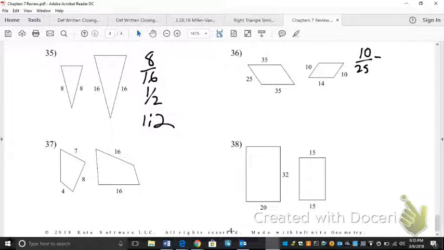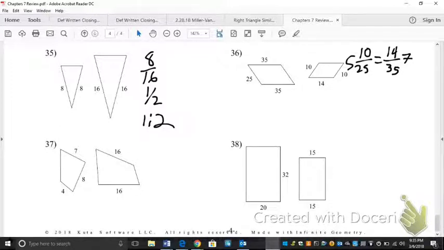So, moving on to the next one. Here we want to make sure that we're matching up the right ones. So I'm going to go short to short, long to long. Now notice, even though we have two 10s here, the 10's the short one, and the 25's the short one. So don't sit there and go 10 over 35 equals 2 over 7. Okay? So what we're going to do here is we have 10 over 25 equals 14 over 35.